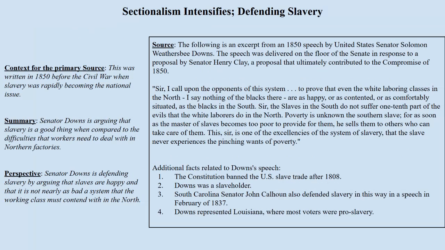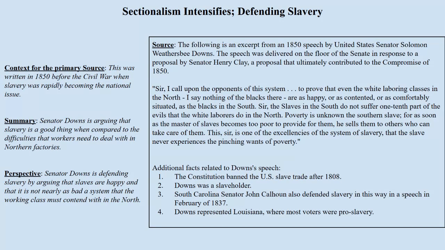Okay. Section 2 here of the study guide, we talk about primary sources. So this one is done for you, on the hard copy study guide in front of you. It's a primary source, and reading at the top, it's an excerpt from an 1850 speech by United States Senator Solomon Wethersby Downs. The speech was delivered on the floor of the Senate in response to a proposal by Senator Henry Clay, a proposal that ultimately contributed to the Compromise of 1850. So we're talking pre-Civil War here. The issue of slavery is very much at the forefront, as it is after 1850 or later.